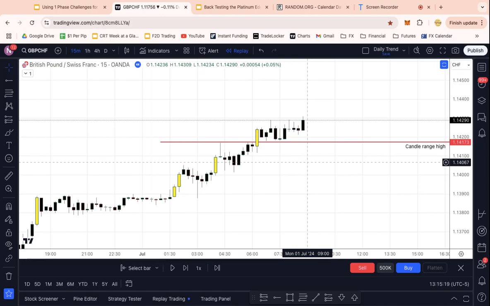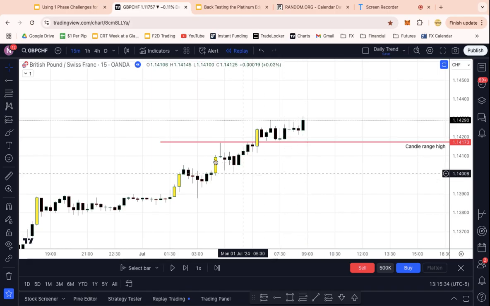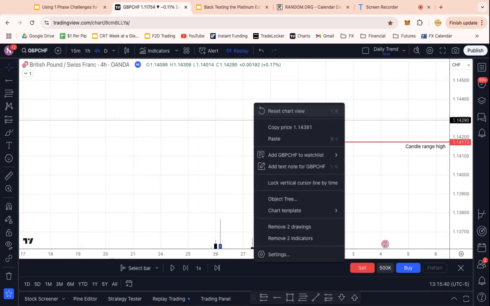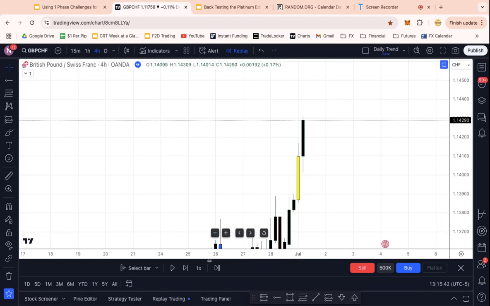So because of that, that rule kept us safe, and we didn't even enter this trade because it didn't meet our range criteria of closing back inside the range prior to us taking it. So this just would have been a non-trade. So that's a good thing. Rules will keep you alive to trade another day. So we'll get rid of that, remove the drawings and keep going.